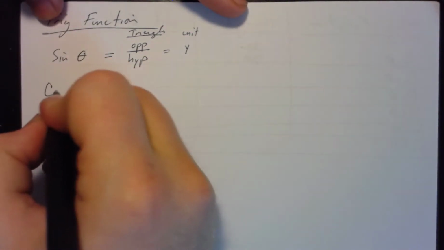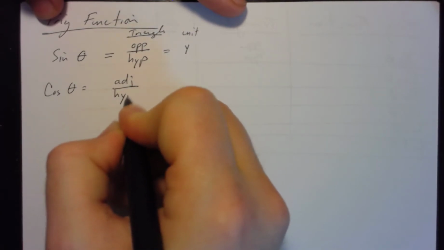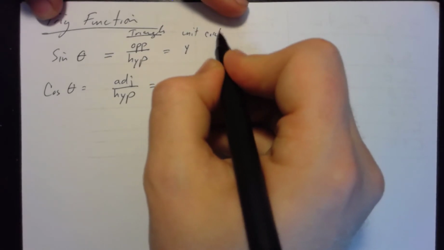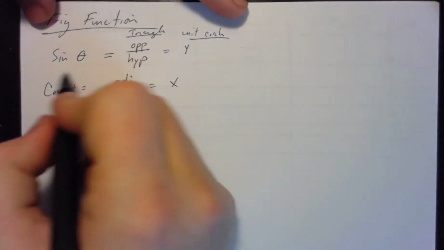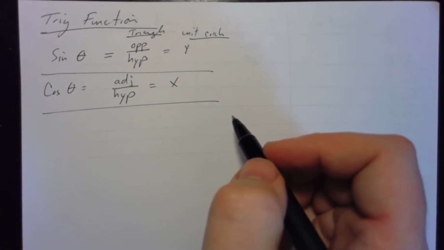Then you also have cosine. Cosine of theta is nothing more than the adjacent over the hypotenuse. In that form, again, in the unit circle, we're going to have that as just being x. So those are the two base trig functions, and all trig functions will be derived from those two.